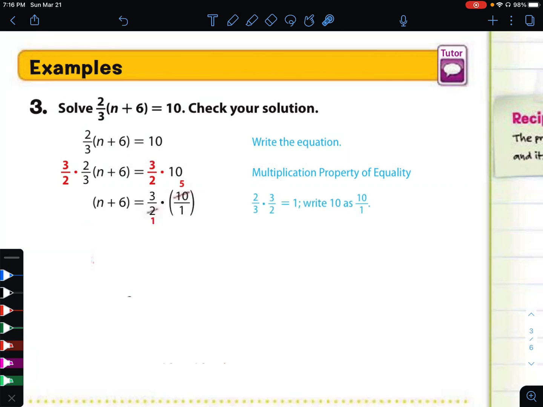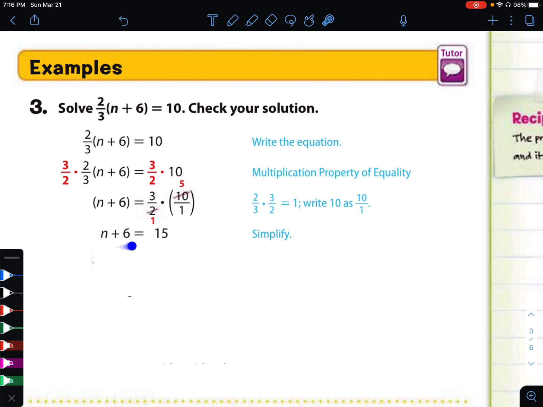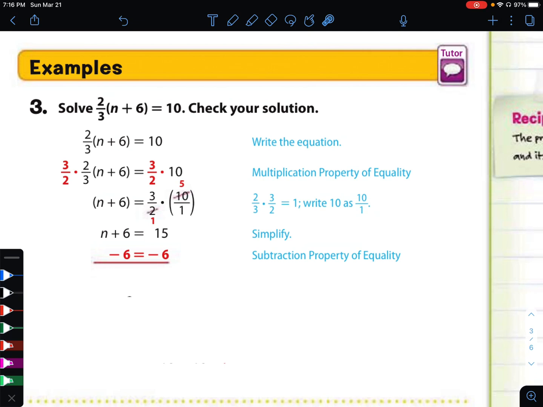And we again cross cancel. 3 over 2 times 10 over 1, so we cancel out the 2, because the GCF is 2. That's a 1, and that's a 5. So 1 times 1 is 1, 3 times 5 is 15. It's 15 over 1, or simply 15. So we have n plus 6 equals 15. Then we use the subtraction property of equality to undo positive 6, meaning we subtract 6 from both sides, and we end up with n equals 9.